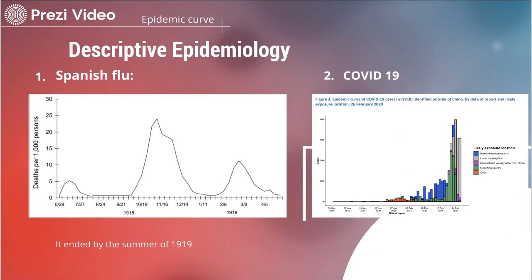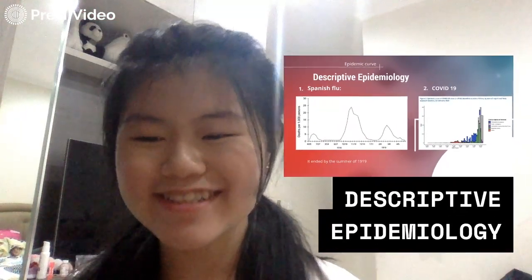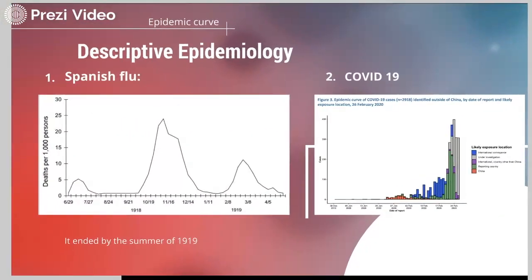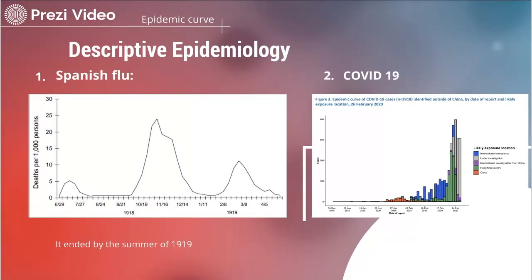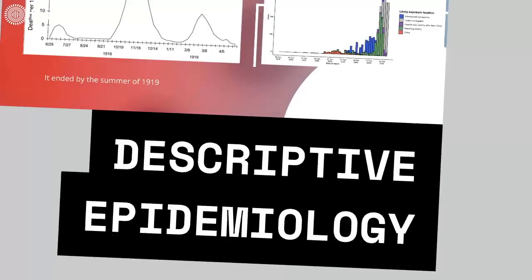So let's move on to descriptive epidemiology. For the Spanish flu, as you can see, there have been waves. First it increases, and then the curve flattens, and it has an exponential increase, and it flattens again. There have been multiple waves. While COVID-19 is still exponentially increasing, and the Spanish flu ended by summer of 1919.